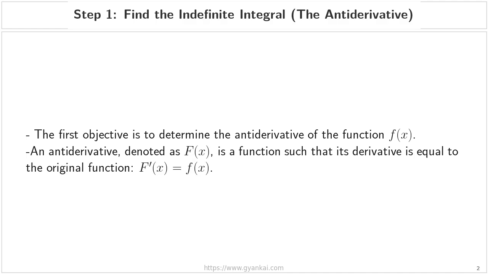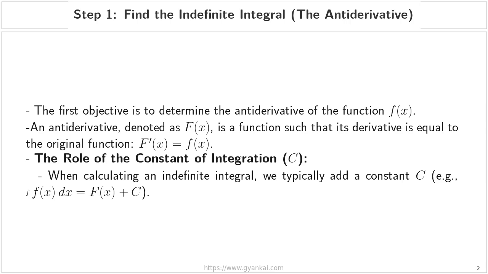Integration is the reverse process of differentiation. So, the antiderivative, which we denote as capital F of x, is a function that, when you take its derivative, that is, when you find F prime of x, gives you back the original function, f of x. Now, when we're finding indefinite integrals, that is, integrals without specific limits, we always add a constant of integration, usually denoted by c. This is because the derivative of a constant is always 0, meaning there are infinitely many functions that could have the same derivative. So, we write the indefinite integral of f of x as F of x plus c.